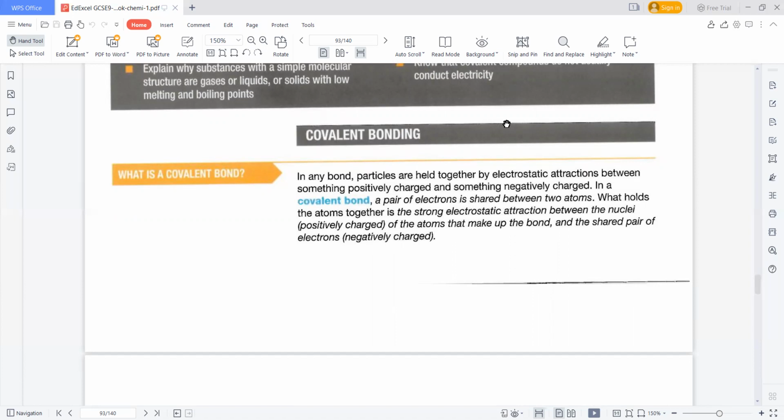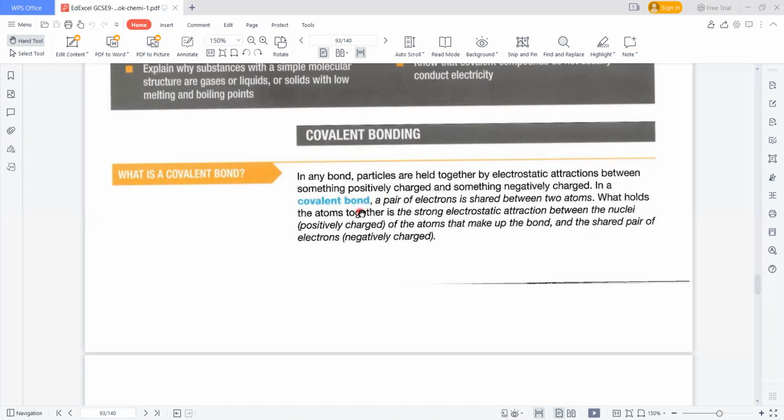Now, what is available right there? The simplest point is that in any bond, the particles are held together by electrostatic attractions between something positively charged and something negatively charged. Obviously, we cannot allot them a general positive and negative charge, but we allot them these charges on the basis of their electronegativity differences.